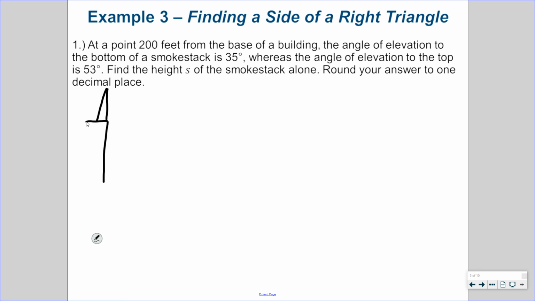All right, so they said at a point 200 feet from the base of the building, the angle of elevation to the bottom of the smokestack is 35 degrees. Angle of elevation is the angle between the line parallel to the ground and the line of sight looking up. Whereas the angle of elevation to the top is 53 degrees.